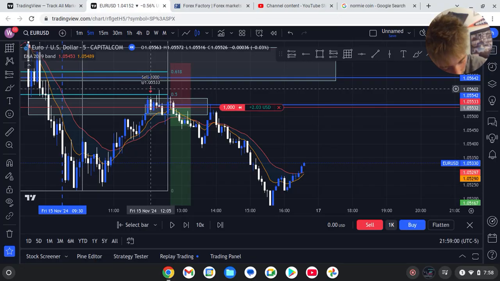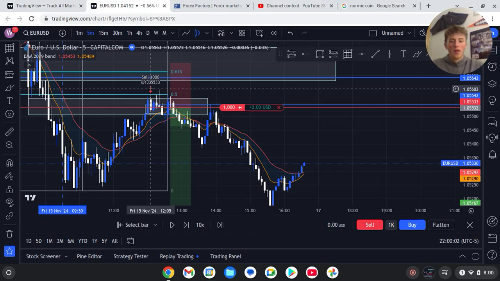What went wrong? I moved my stops to break even instead of a strong reversal point, just so I wouldn't lose money, or just so I wouldn't be in drawdown. Right. Okay, yeah. So, yeah.